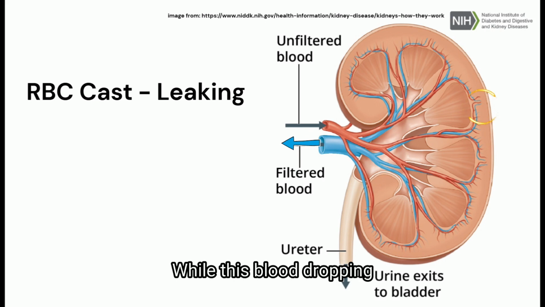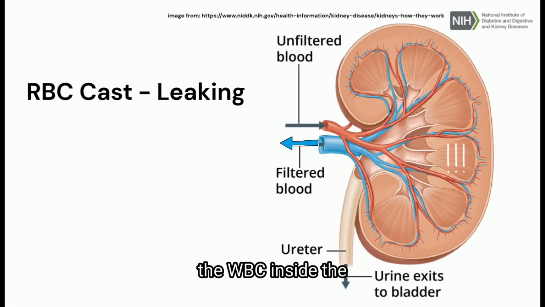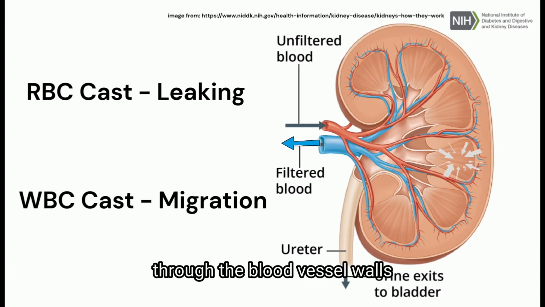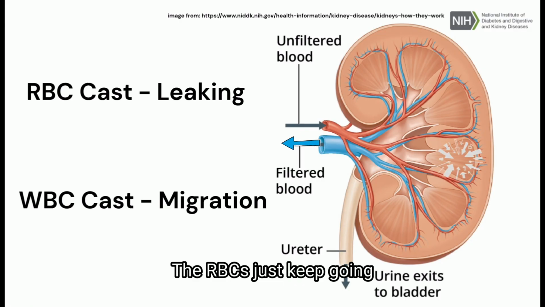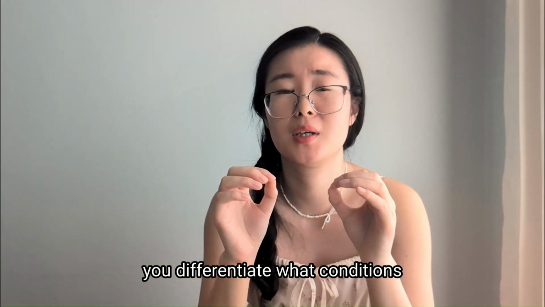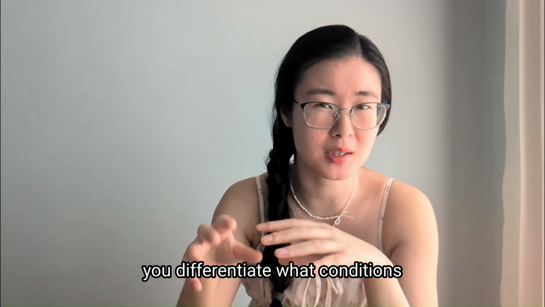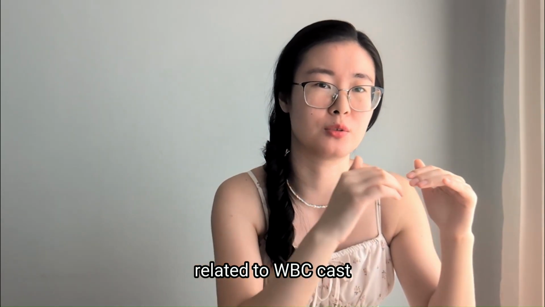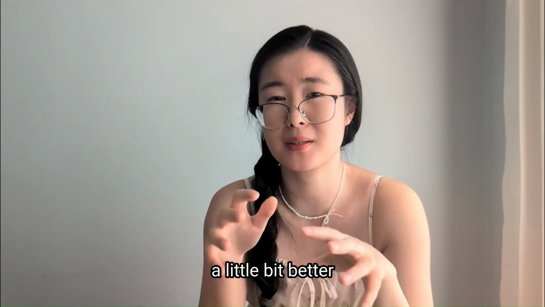While this blood is dropping off oxygen, if there are inflammation signals being detected, the WBCs inside the blood vessels will migrate through the blood vessel walls. The RBCs just keep going. And that's the main difference in these two casts. Hopefully this will help you differentiate what conditions are related to RBC cast and what conditions are related to WBC cast a little bit better during your exam.